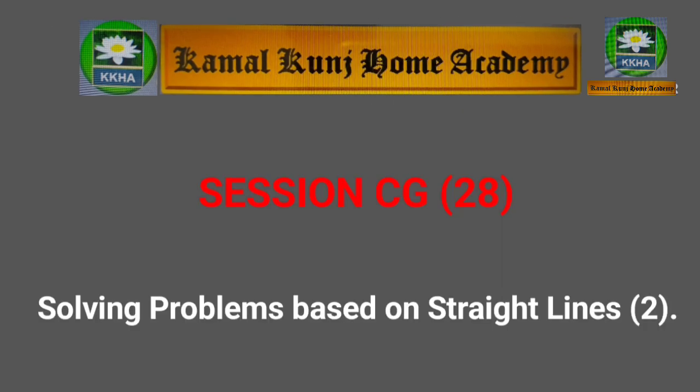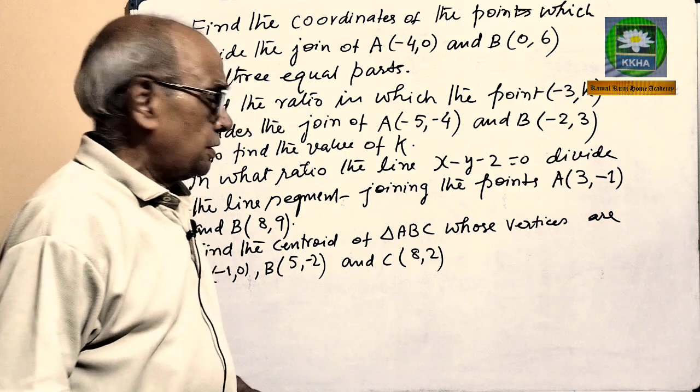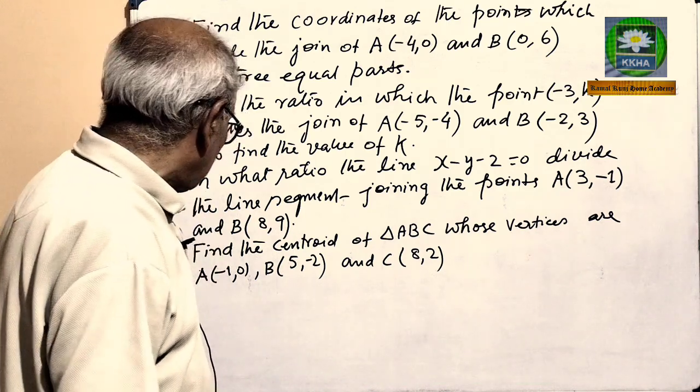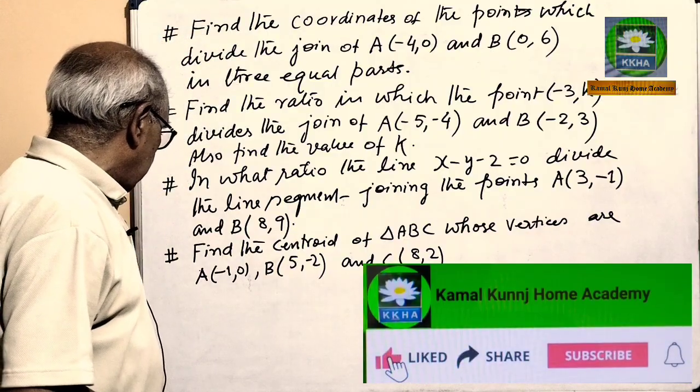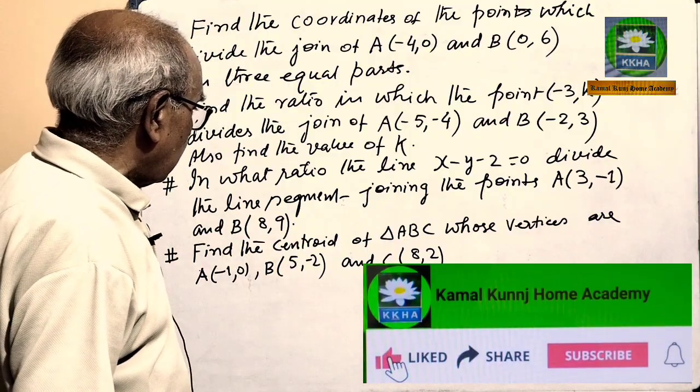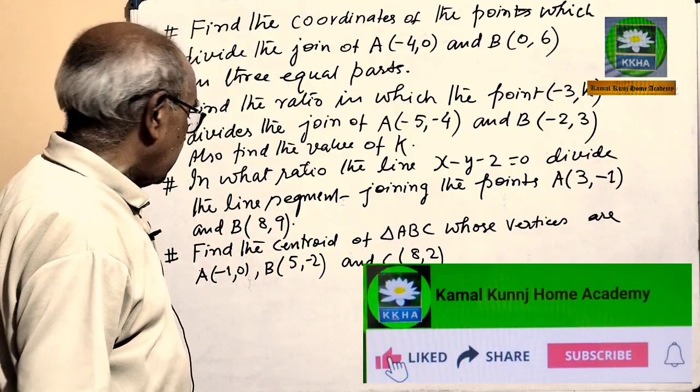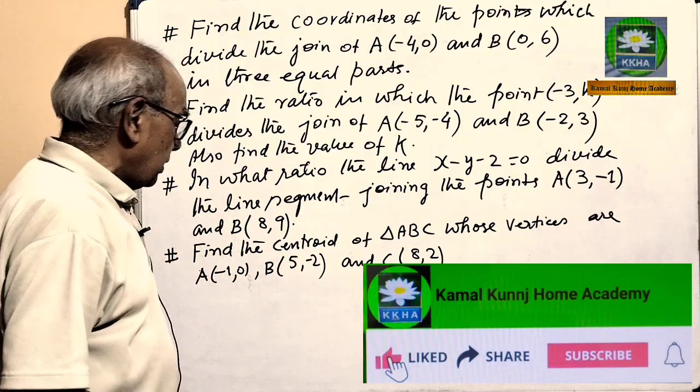In this session, we will solve some problems based on straight lines. So let us start first with the last question. Question is, find the centroid of triangle ABC whose vertices are given.